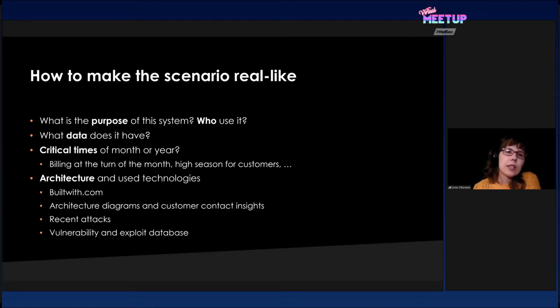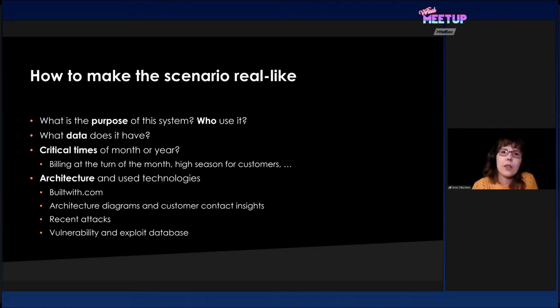And then you want to plan a scenario: what kind of incident it would be, what would happen and in which order, and how you get the information about the incident. So how to make it real-like. We want to have it real-like, so that it makes sense to exercise these things that could actually happen to you.